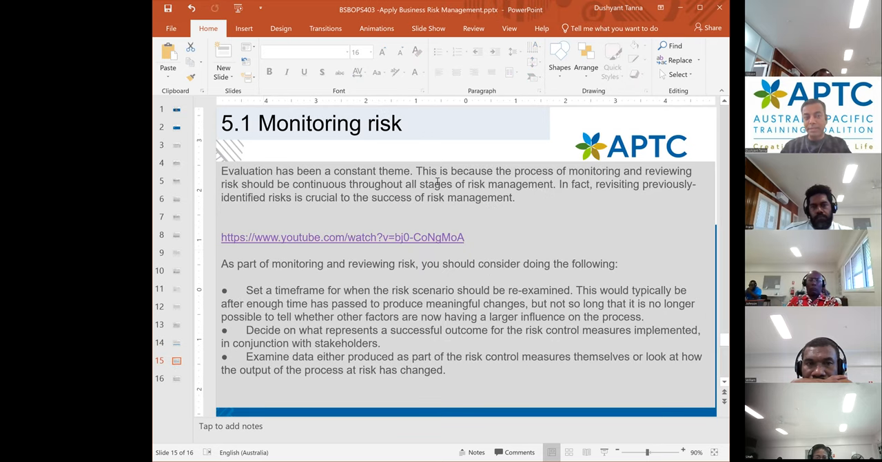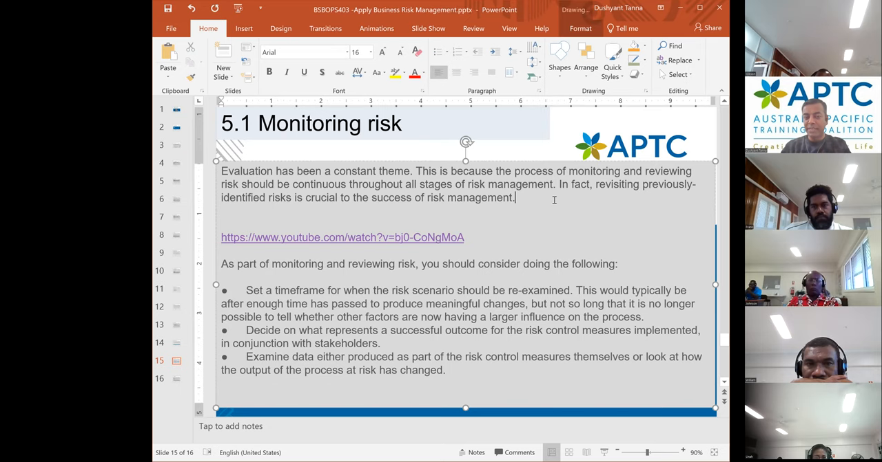Evolution is a constant thing. The process of monitoring and reviewing risk should be continuous through all stages of risk management. In fact, revisiting previously identified risk is crucial to the success of risk management. That's why documenting risk is essential. You document risk, so the person reviewing will not just review the recent one, they will also go back and see, oh, that was a danger once in the past. Let's see if it's still there or if it's been treated and forget about it.